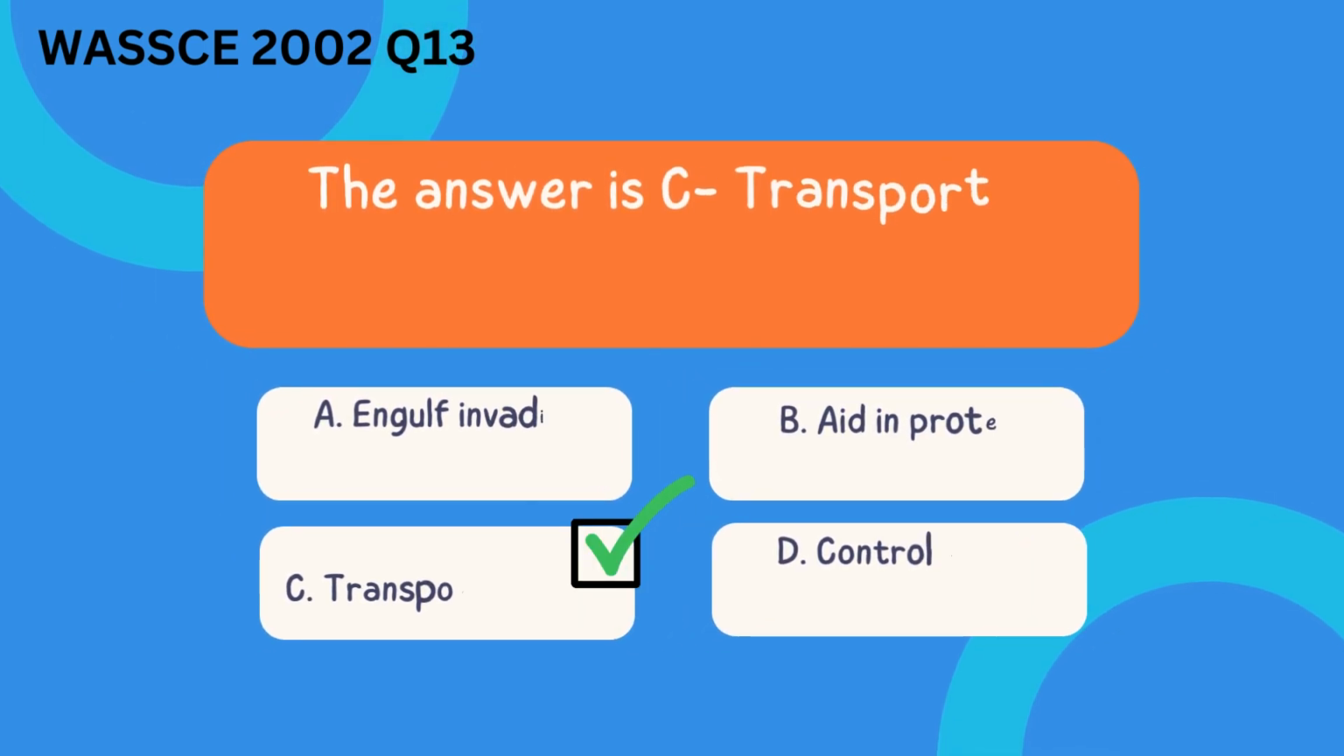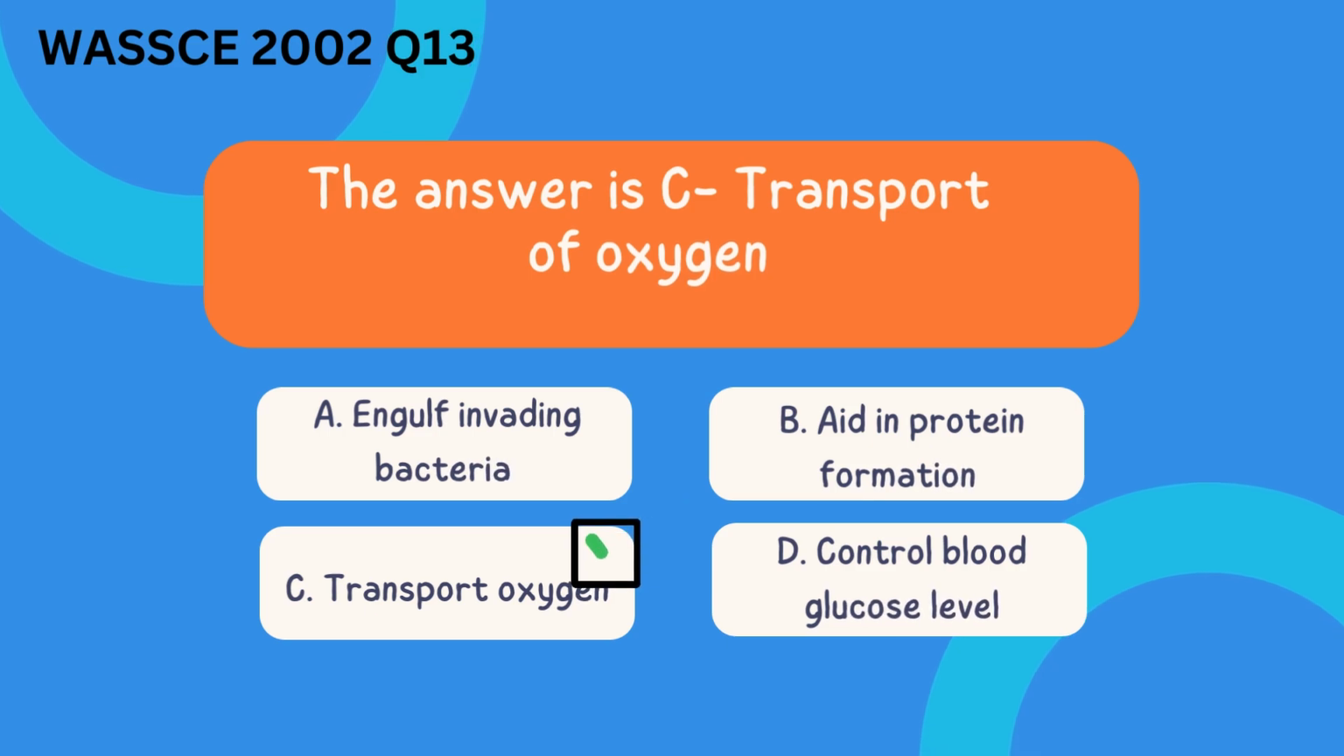The correct option is option C, transport oxygen to the cells. The red blood cell contains hemoglobin, which actively binds to oxygen, helping to transport this oxygen from the lungs to the various cells of the body.